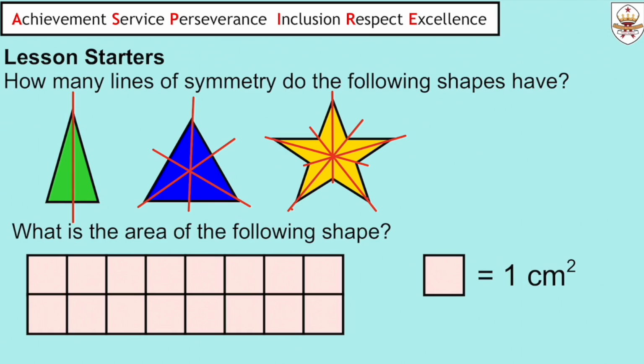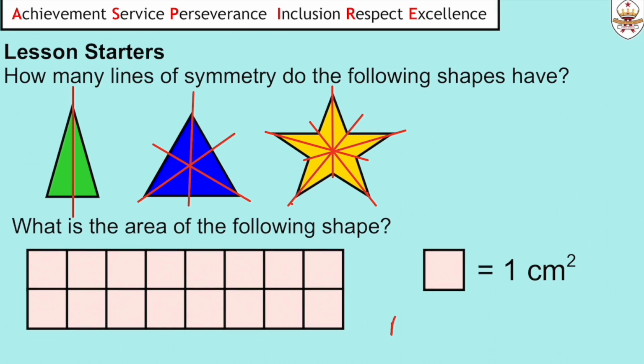In terms of calculating the area of the following shape, just using the method that we learnt about on Friday, all we're doing is counting up the number of squares here. We know that 1 square is worth 1 square centimetre, so 16 in total, so the area is equal to 16 squared centimetres.